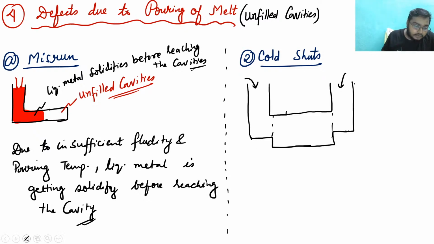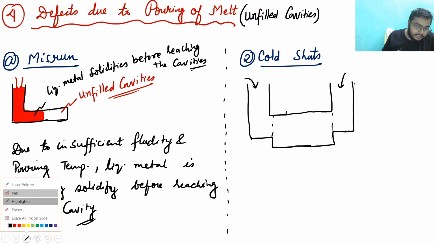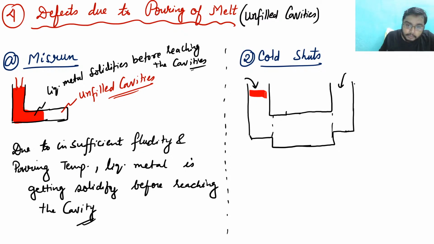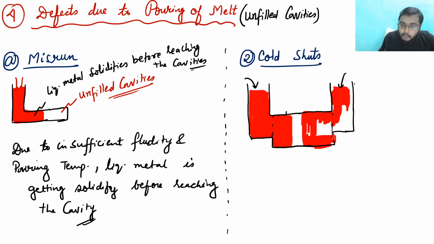So what happens actually? You are pouring the molten metal, and it will be poured like this. But what happens as soon as they reach some point? Suppose at this point molten metal has been poured from here, and from here also it has reached some point. Now what happened after reaching some point? There is a problem in the fusion.